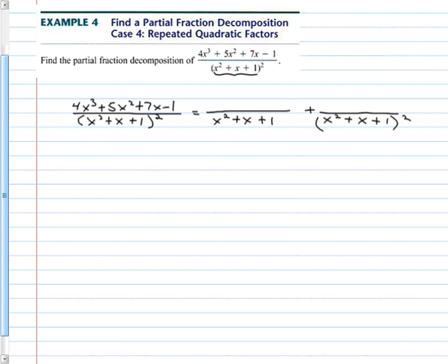What form goes on top? It's a second degree. What does it look like on top? ax plus b is what it looks like on top. Now what do I write over this one? Yeah, it's the same form, but I just go down the alphabet, cx plus d. And so when we multiply by x squared plus x plus 1 quantity squared, well, the first one just all cancels out.